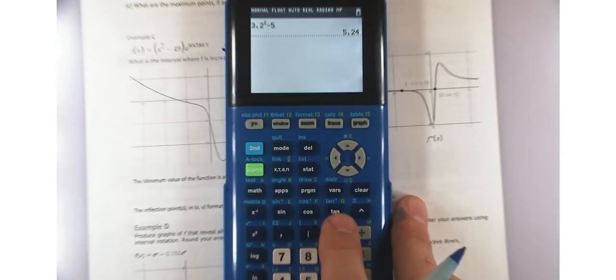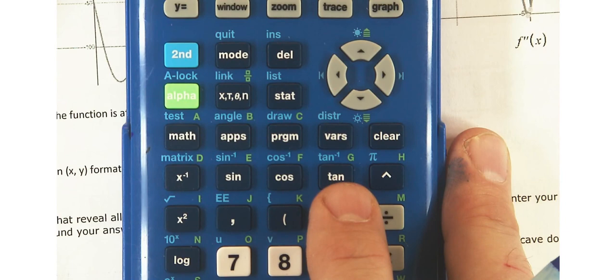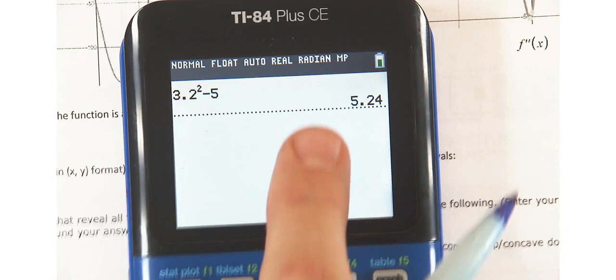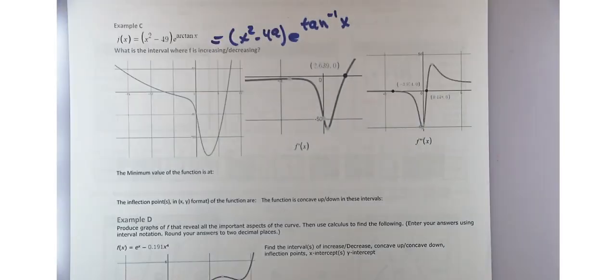Make sure your calculator is in radian mode when you do these problems. Calculus is done in radians. Otherwise, there's this ugly factor of pi over 180 or 180 over pi that you're going to get in all your derivatives.